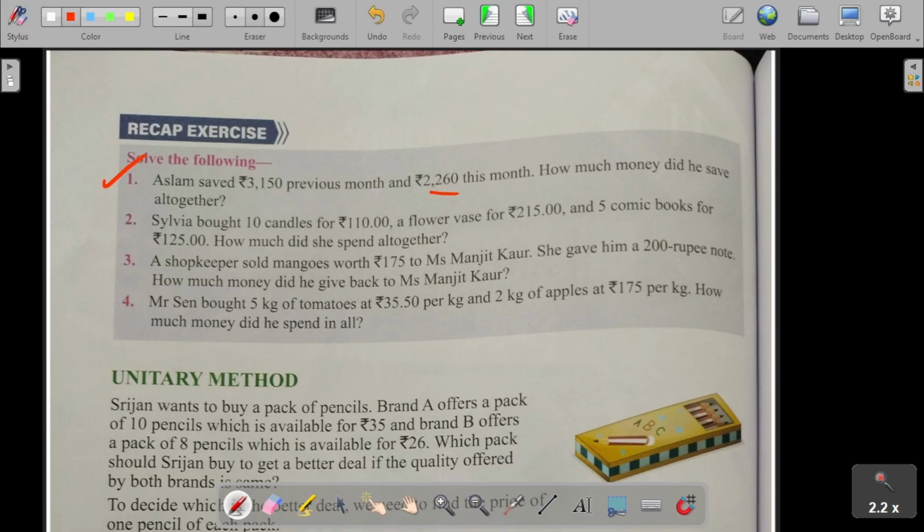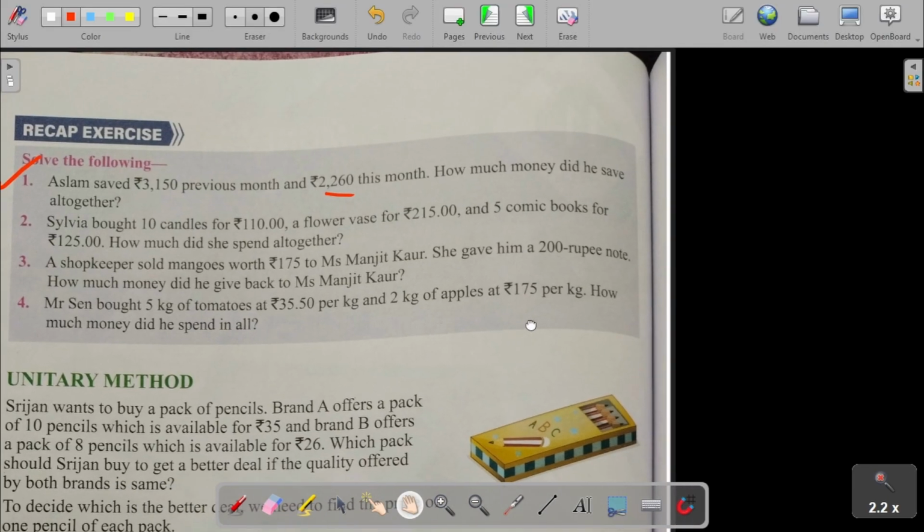He saved. Okay. তো এখানে আমাদের কি করতে হবে? প্রিভিয়াস মান্থে যদি 3,150 সেভ করি আর এই মান্থে যদি 2,260 সেভ করে তাহলে কতগুলো টাকা টোটাল সে সেভ করেছে এটাই কোশ্চেনে বলা হয়েছে। তাহলে আমরা কি করব? এই দুটো অ্যামাউন্টকে এড করব.